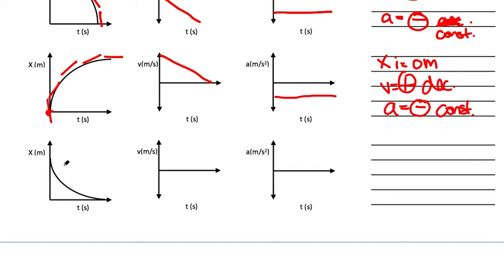Okay, let's do this last one right here. Tangent lines. Sorry. Starts off vertical, gets more and more horizontal. So it's decreasing. So how is it decreasing? In what direction? Anyways, it starts off at a positive position and it gets closer and closer and closer to the origin. So we have a negative decreasing velocity.